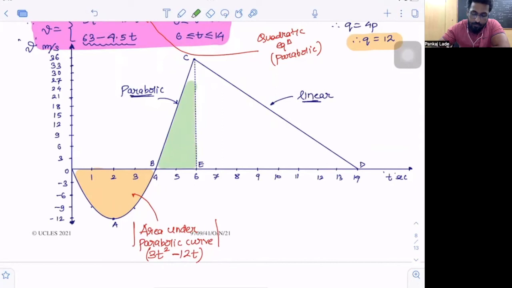That's my region. Okay, so this is again the area under the parabola. But this time the area will be positive, so no need to consider the modulus sign. So this is again area under the parabola.